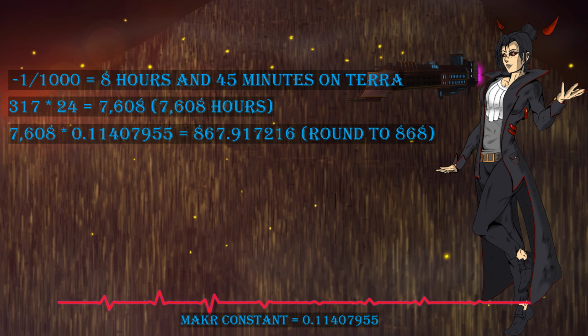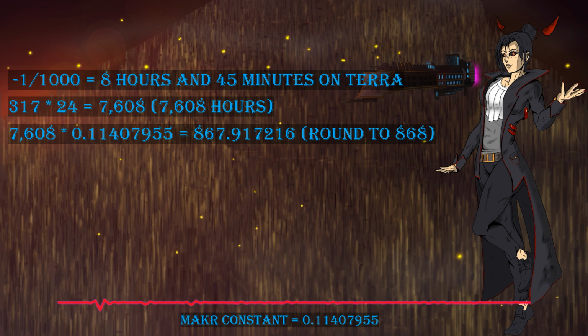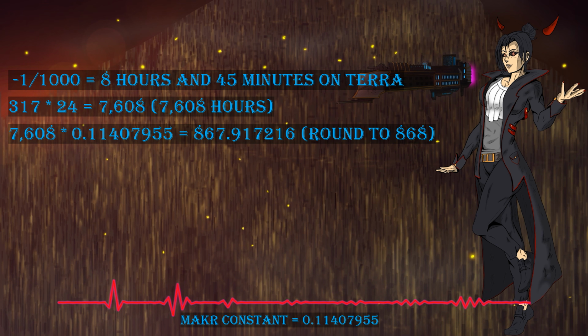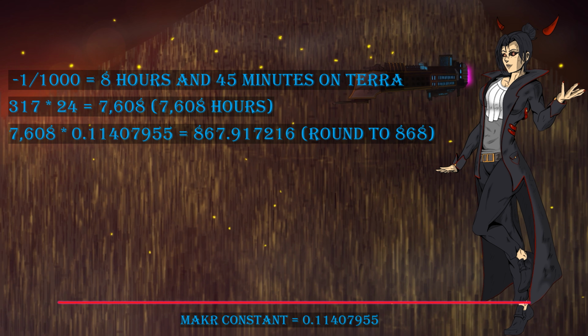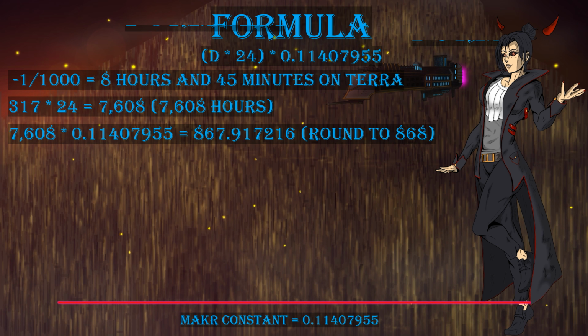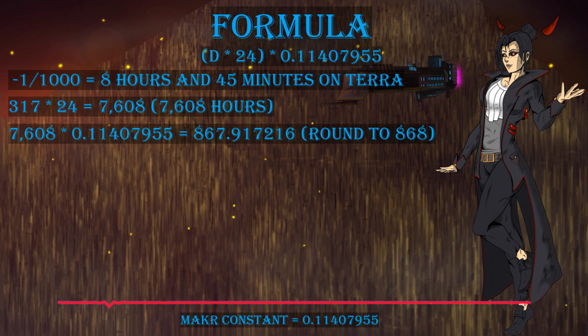So, 7,608 times the maker constant. The answer is 867.917216. So, now we have to round that number, and we get 868. The year fraction is 868. Here is the formula. D times 24 times the maker constant. D standing for the day. Now, you could be more precise. If you want the exact hour, then you would have to add an extra step.